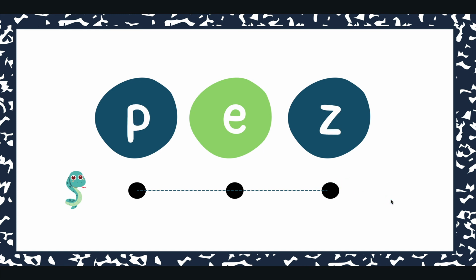All right, last word. This is a fun word. It's actually a type of candy. P, E, Z. Can you read that word? Pez. Pez. Ooh, Pez. Ooh, have you had Pez before? It is delicious. I really feel like you deserve some Pez after reading so well.